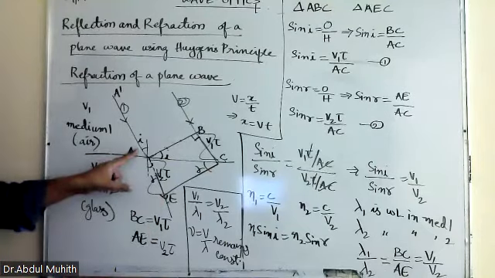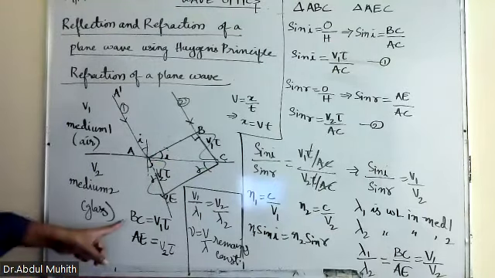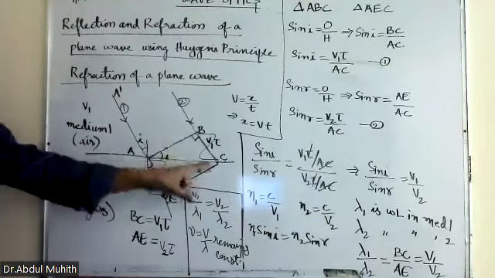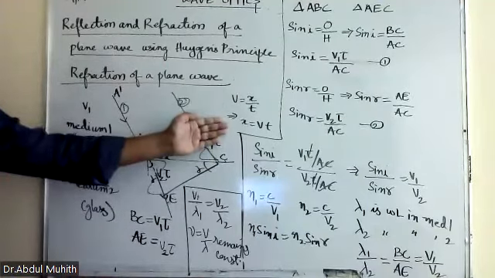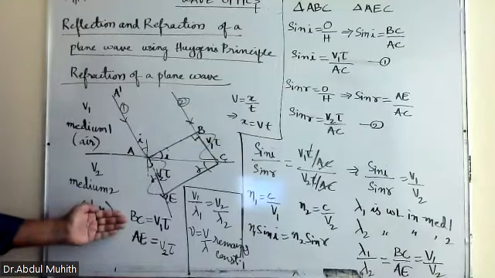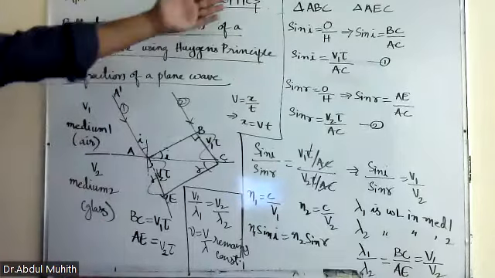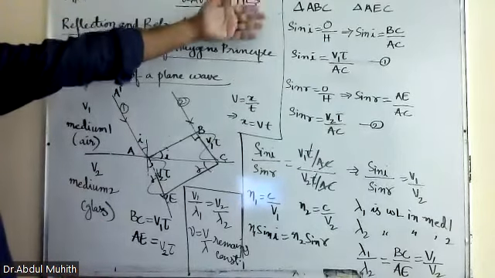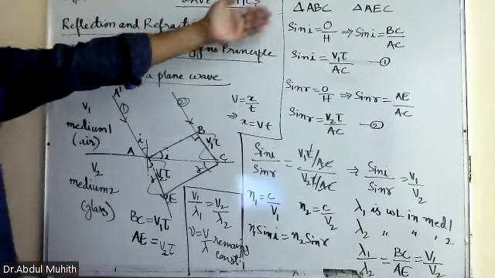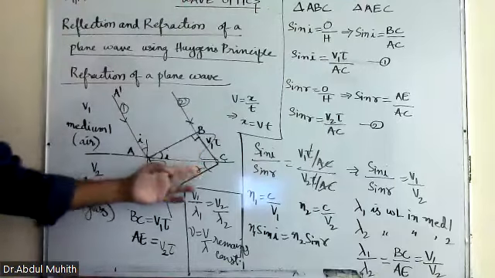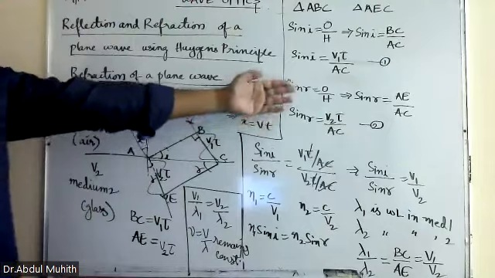Now, I is the angle of incidence. This I and this I will be same, R and R will be same. Now we know BC is equal to what? We use velocity is equal to displacement by time, so displacement is equal to velocity into time. Here BC is equal to V1 tau, AE is equal to V2 tau. Now take triangle ABC and triangle AEC. Sin I is equal to opposite side by hypotenuse, BC by AC. Similarly, sin R is equal to opposite by hypotenuse, AE by AC.